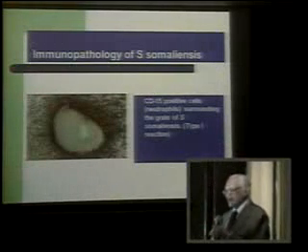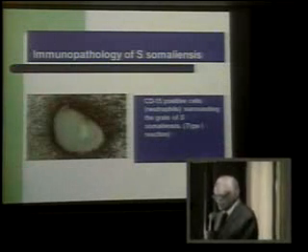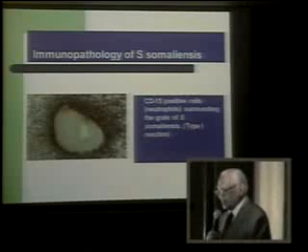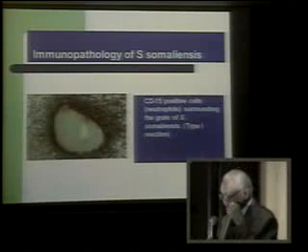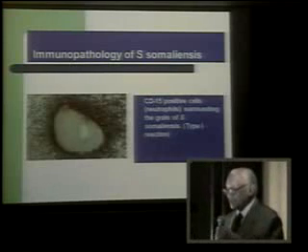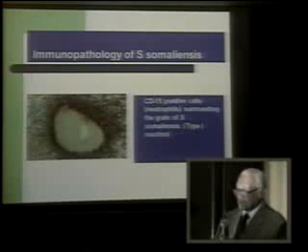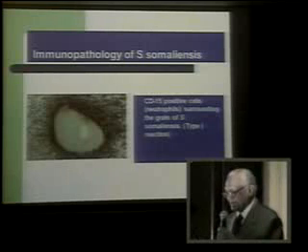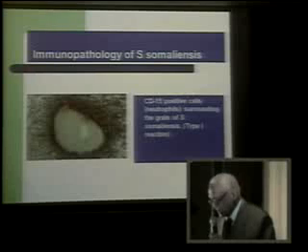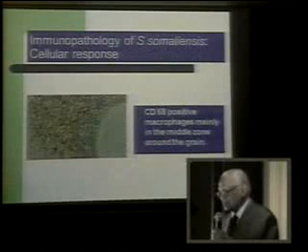Again, this is a grain in the center. It's not taking up the stain, and I stained this with CD15 again. This stains neutrophils, and as you can see, there are a lot of neutrophils around the grain, and again adherent to the surface of the grain. So this is a type 1 reaction in somaliensis.